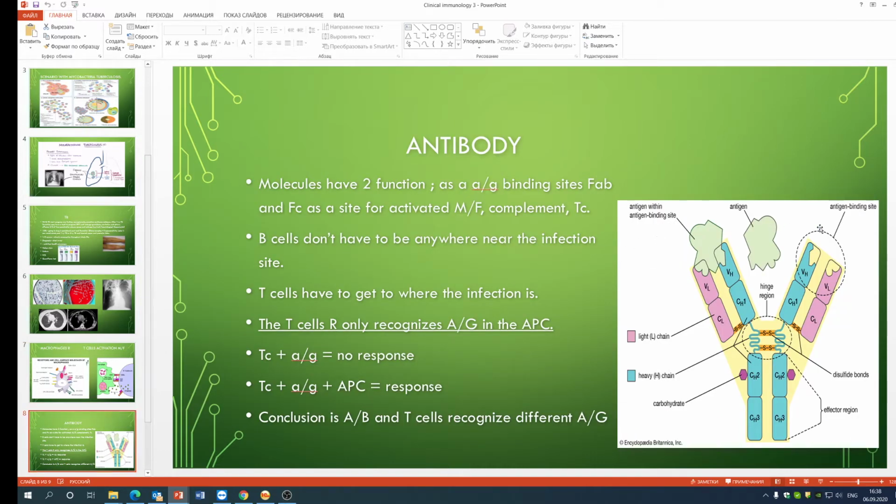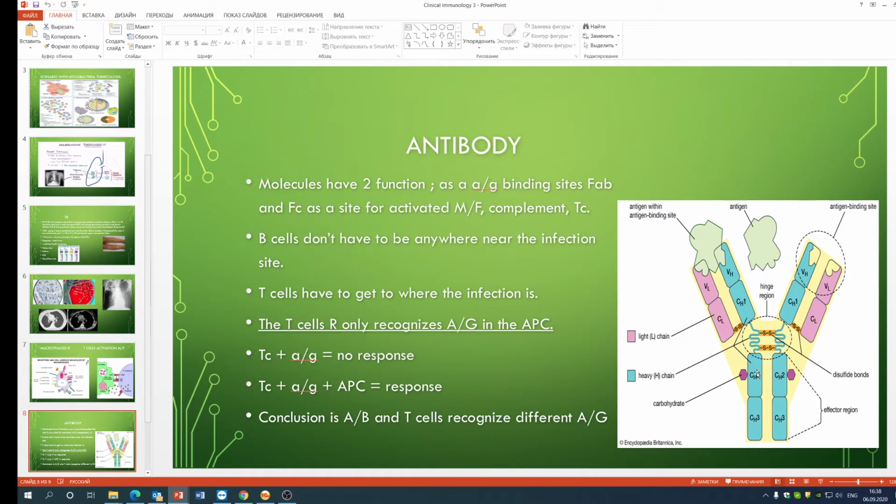Antibody. We mentioned the structure of antibody, refreshing only this topic. It has the Fab fragment with the antigen binding site, and the variable part has a light chain and a heavy chain. The Fc fragment activates other components such as the complement complex, macrophages, and T cytotoxic cells.